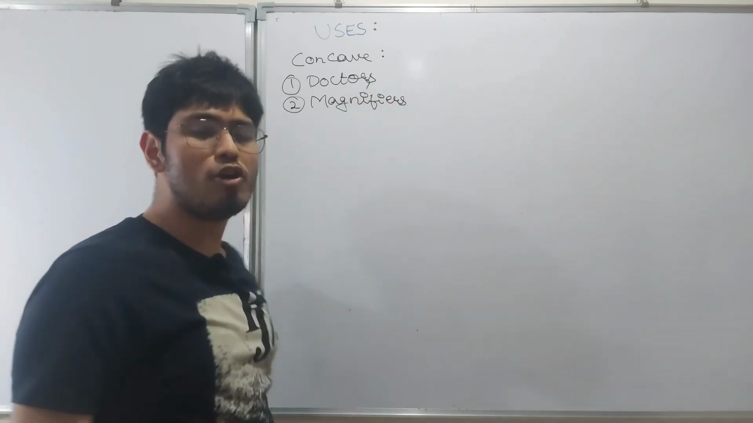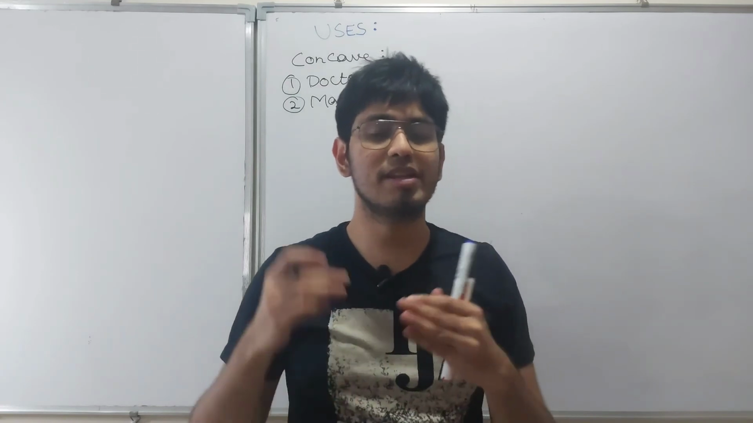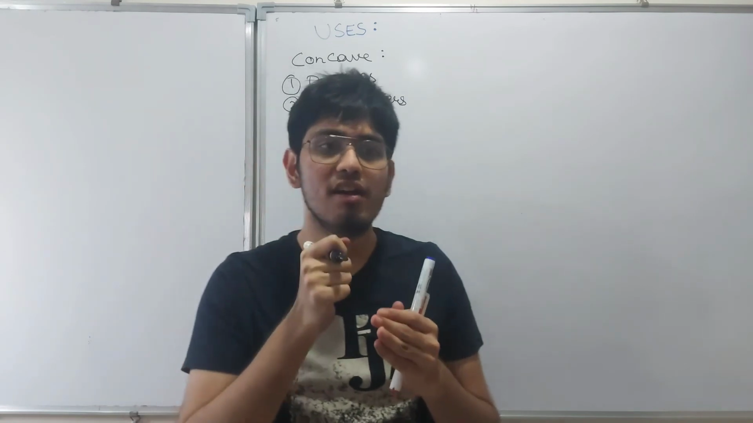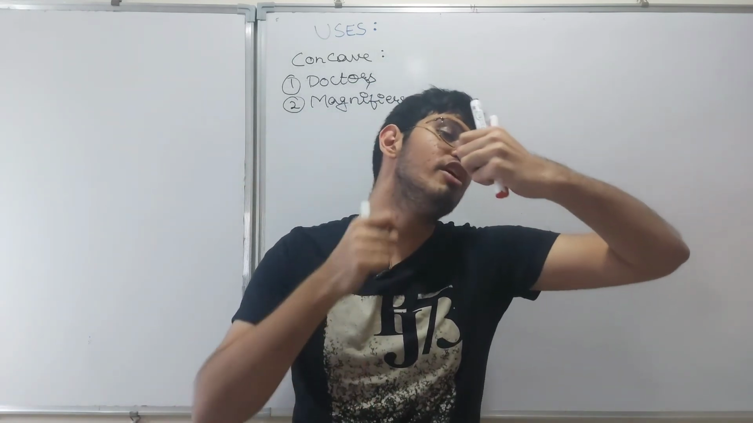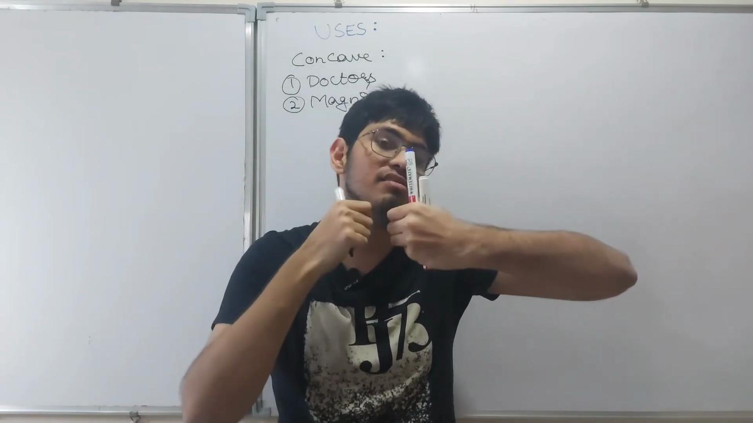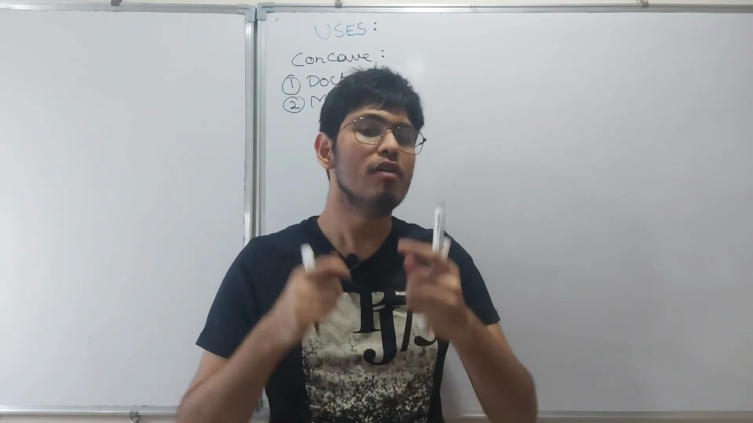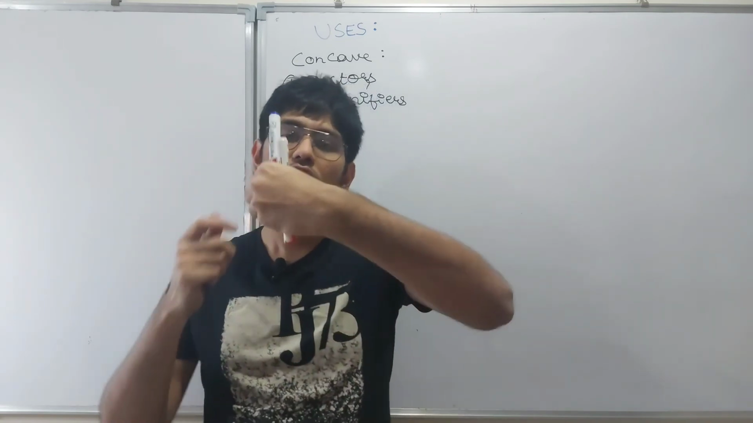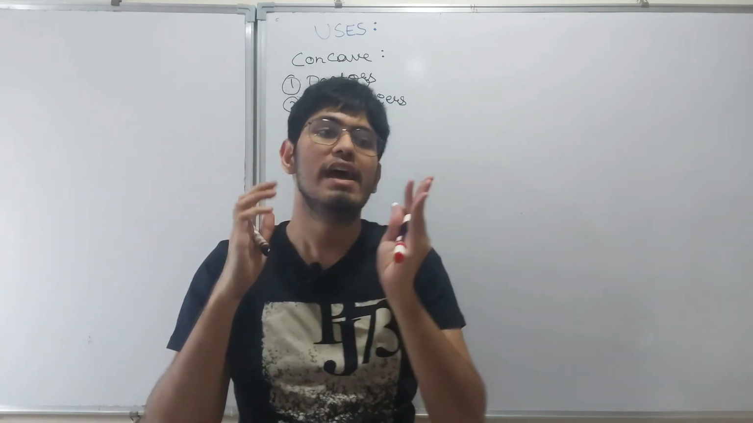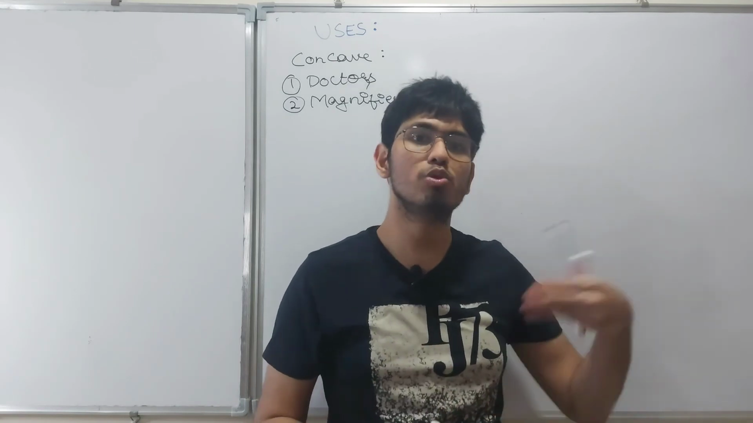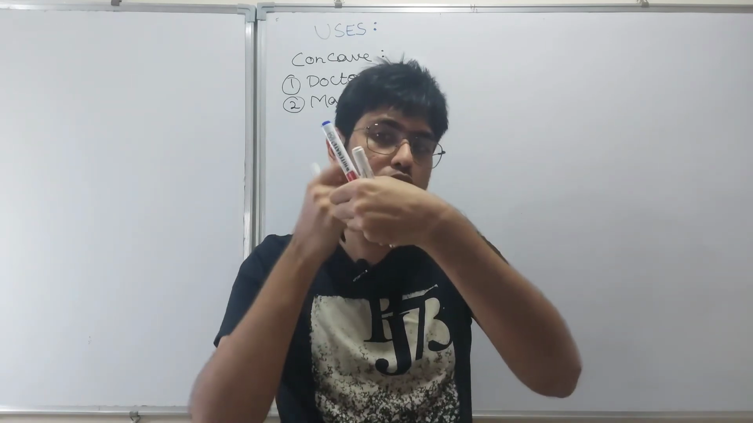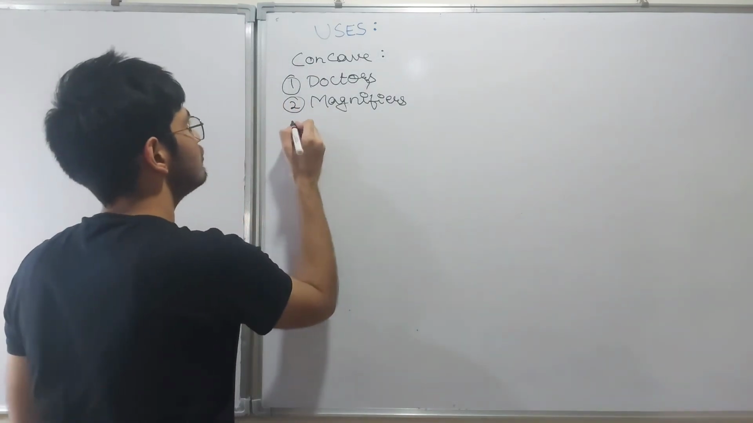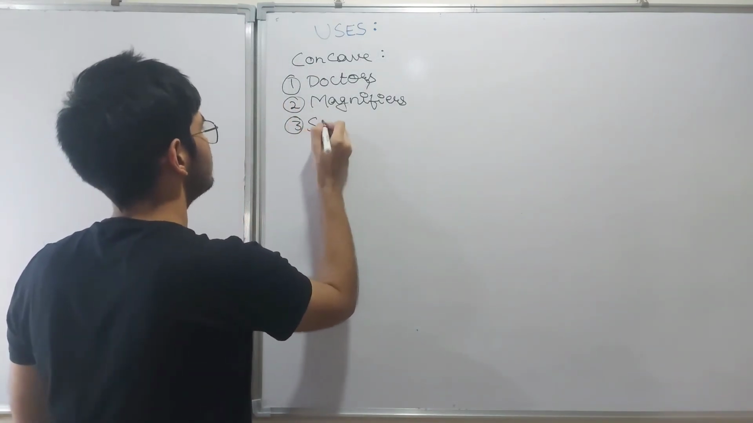In the case of shaving mirrors, you might all have seen your fathers shaving. How do they shave? They just keep the mirror somewhere over here and they shave something like this. So that mirror that they are holding basically provides them a magnified image of their face, so that they can easily look into the mirror and shave properly. So it is used in shaving mirrors.